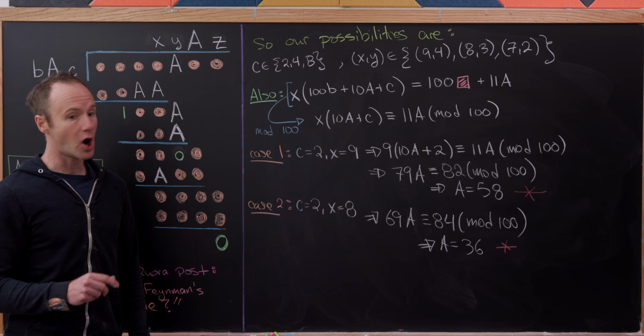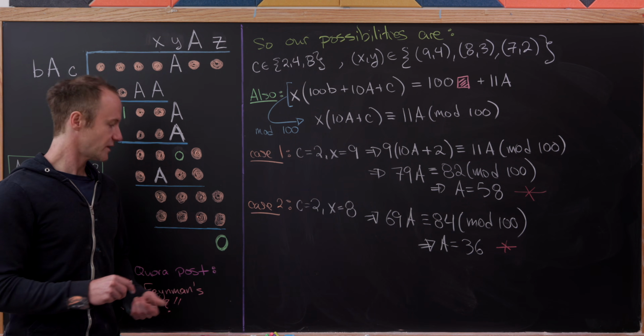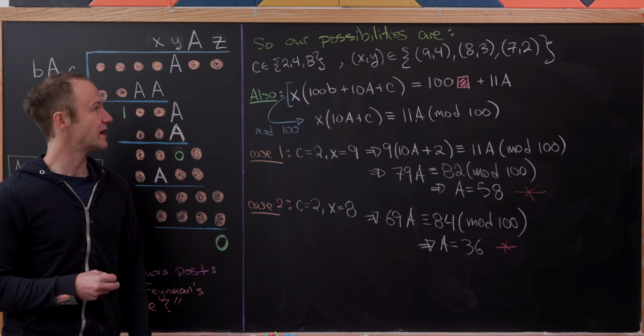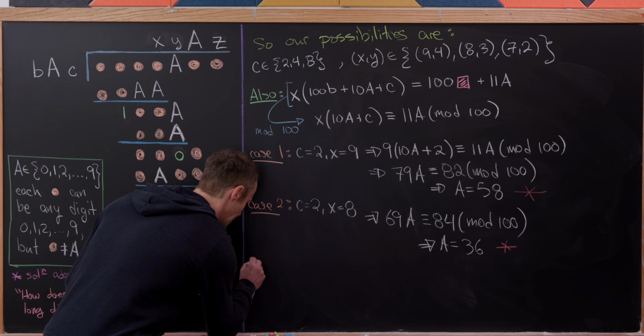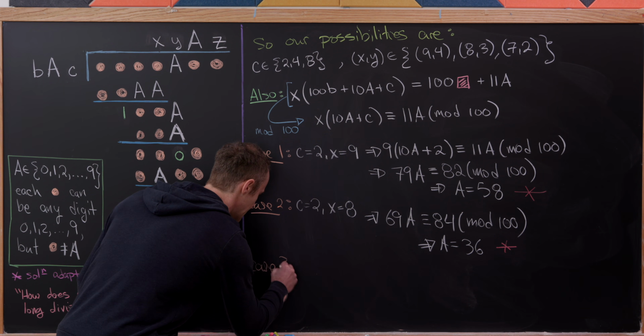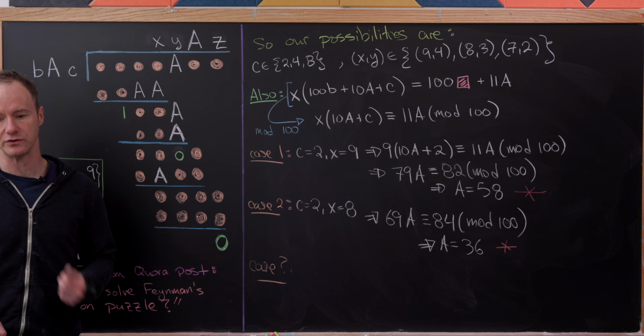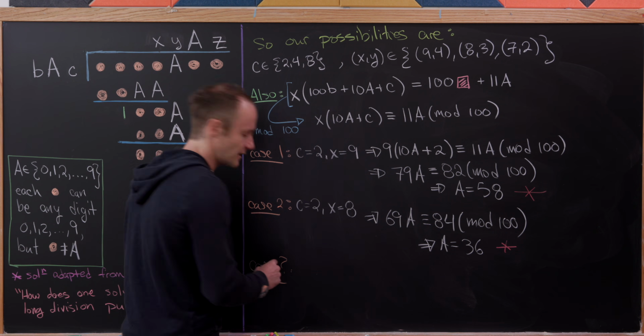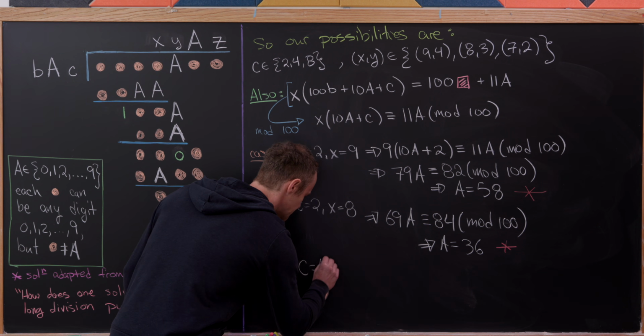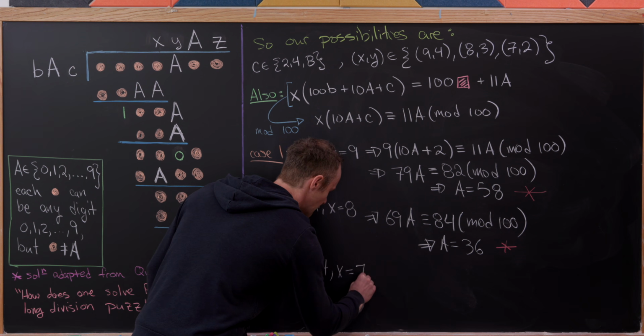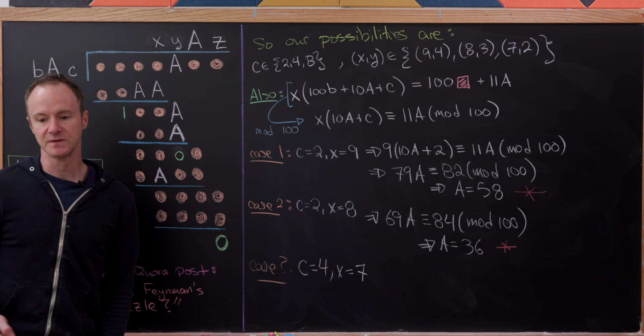Now, if you work through all of the other possibilities, what you'll see is that only one of them works. And that'll be what I'll call case question mark, because you've got to work through a couple and it depends on what order you do these in. So what you'll end up with is c is equal to 4 and x is equal to 7.